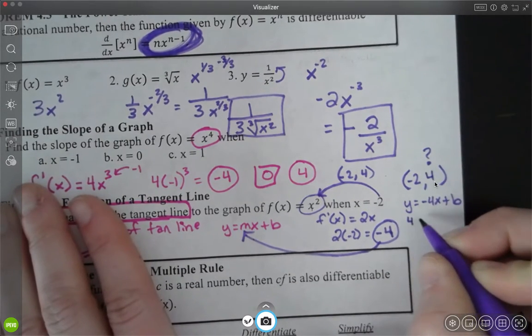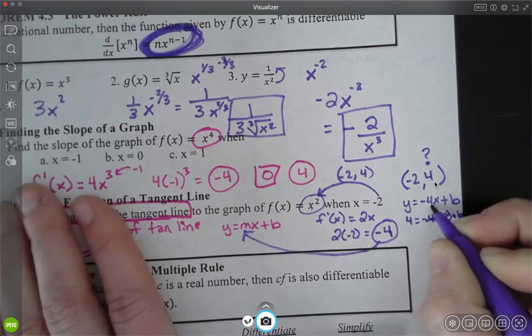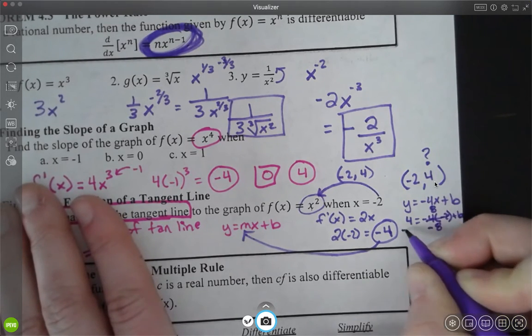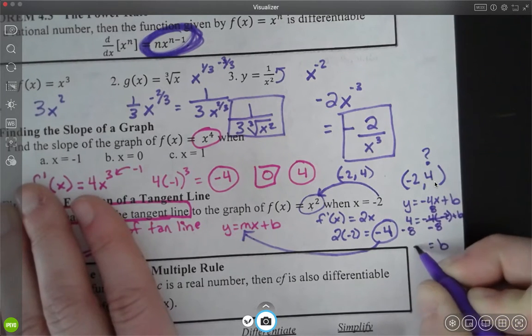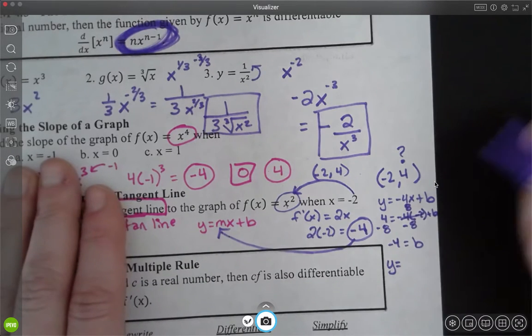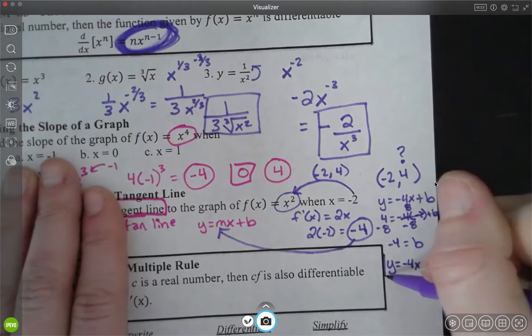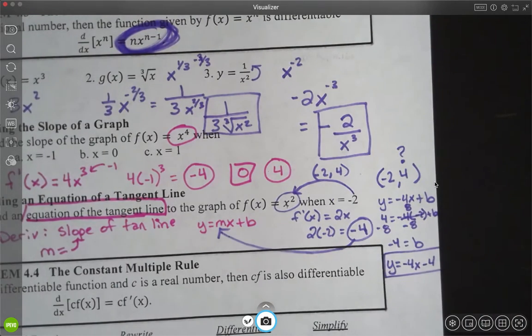So 4 equals, whatever that is, 8 minus 8. Did you get -4? b equals -4. So the equation of my line is y equals -4x minus 4. Is that right? So you might have to go just a little step further when you're writing the equation of the total line rather than just finding the slope. Makes sense?